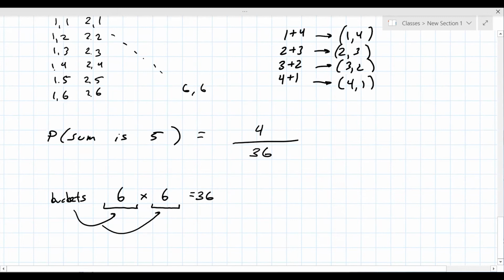The sum of 5 has 4 possibilities out of 36 total. And if we reduce this fraction, we get 1 out of 9. So there's a ton of other questions, almost an infinite number of questions that can be asked based on dice throwing, card games, and lots of other possibilities.